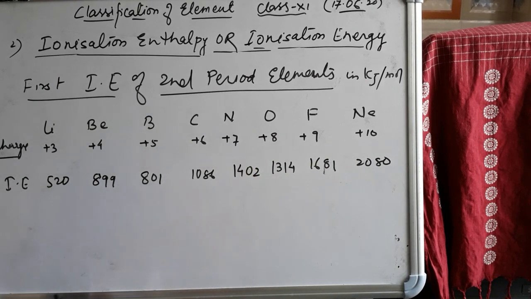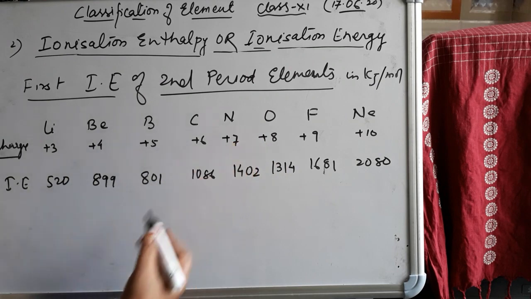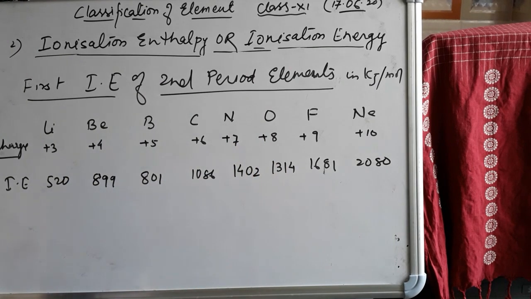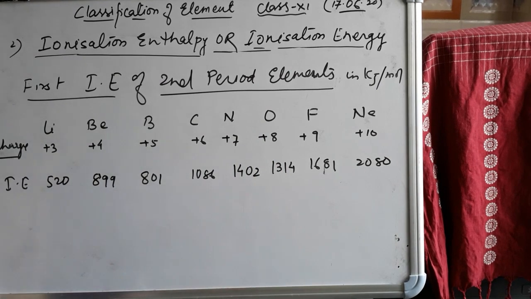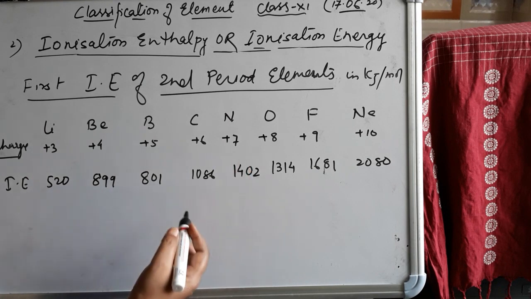And when we talk about electronic configuration, which is one of the factors on which enthalpy depends, we can discuss that in nitrogen there is a half-filled orbital. So a half-filled orbital gives extra stability to the atom. In that condition, more energy is required to remove an electron from nitrogen.